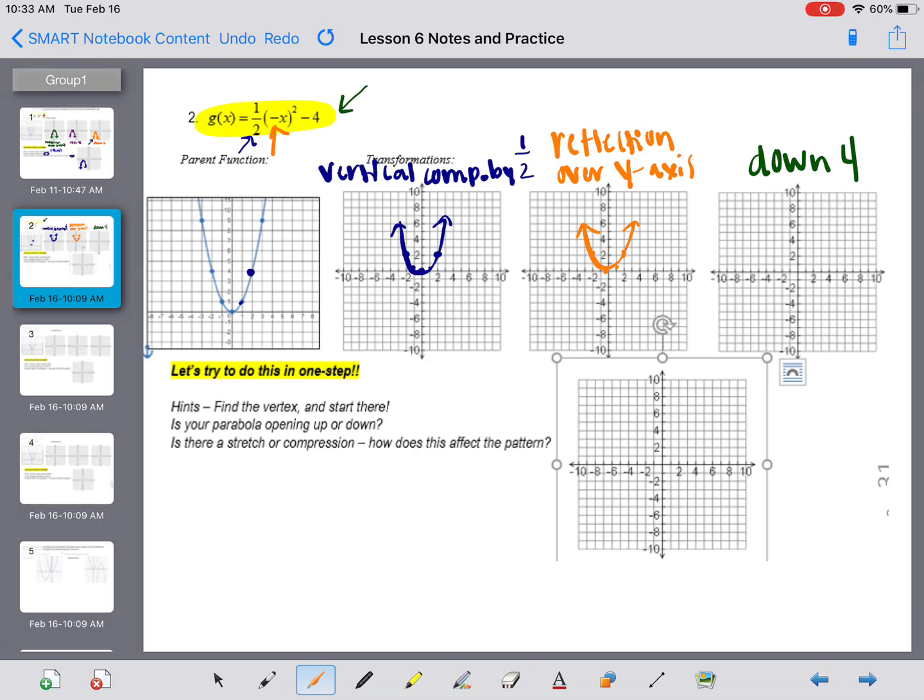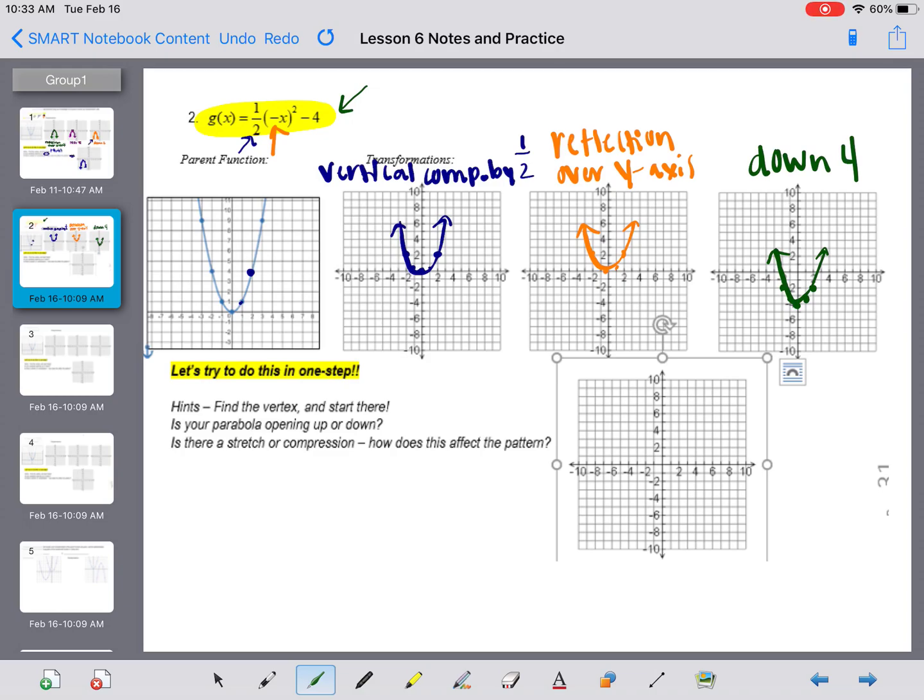Okay. And then the orange graph went down 4. And we do that counting method, as you can see. We went up 1/2 over 1, and then we went up 1.5 over 1 to get to the next point. So just follow that pattern. Up 1/2 over 1, up 1.5 over 1, up 1/2 over 1, up 1.5 over 1. And then connect. So it should look like that.